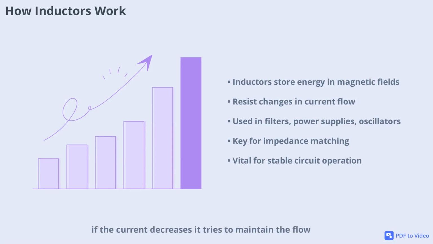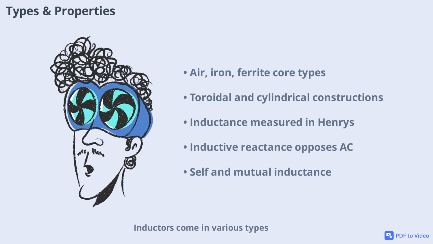This property is vital for many circuit functions such as filtering unwanted signals, storing energy in power supplies, and generating frequencies in oscillators. Inductors are also used in transformers and chokes to manage electromagnetic interference. Inductors come in various types, classified by their core material, such as air core, iron core, or ferrite core, or by their construction like toroidal or cylindrical shapes.